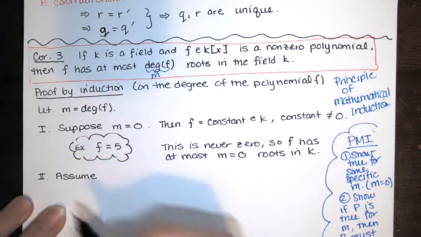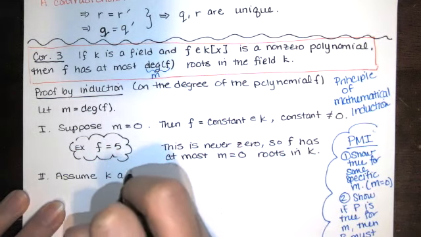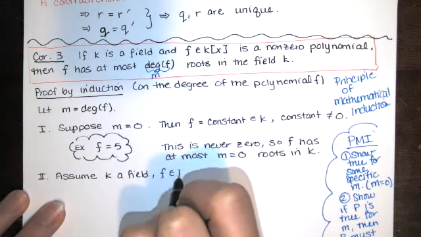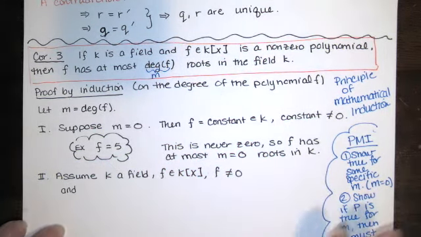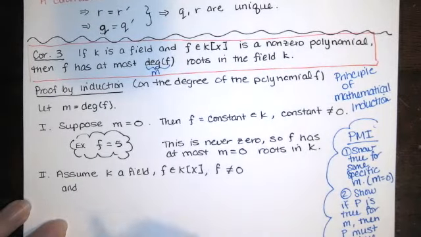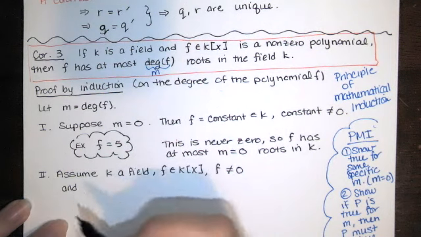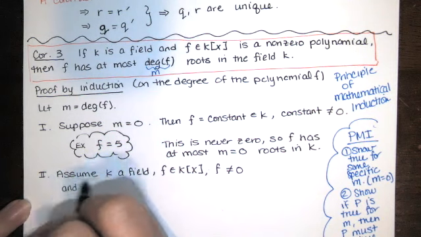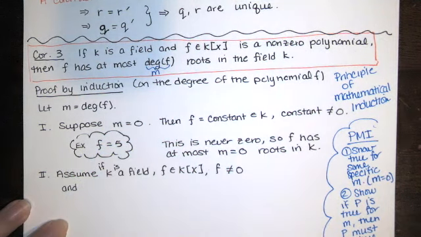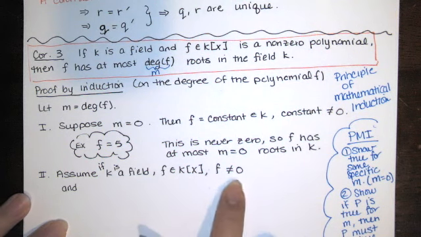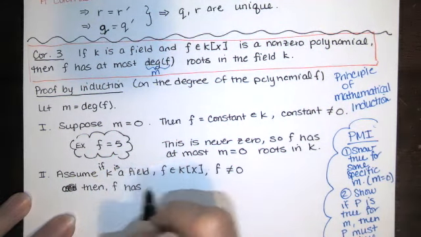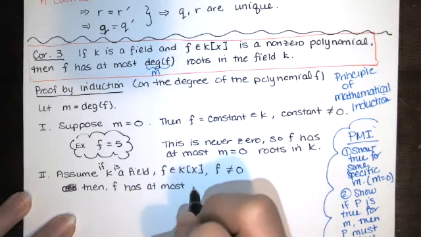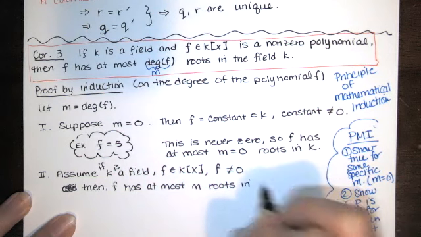So we're going to assume that k is a field, f is a non-zero polynomial. Actually, let me say it differently. We'll assume that k is a field, f is a polynomial in one variable with coefficients in the field k, and f is not the 0 polynomial. Then it's known that f has at most m roots in k.